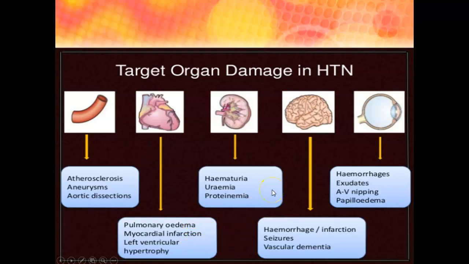In terms of our kidneys, hematuria, uremia, and proteinuria. That is basically showing some damage to the kidneys. The brain can have hemorrhaging, infarction, strokes, seizures, and vascular dementia. Eyes, again, we're talking about the small vasculature, so hemorrhaging, exudates, something called AV nicking, and papilledema.